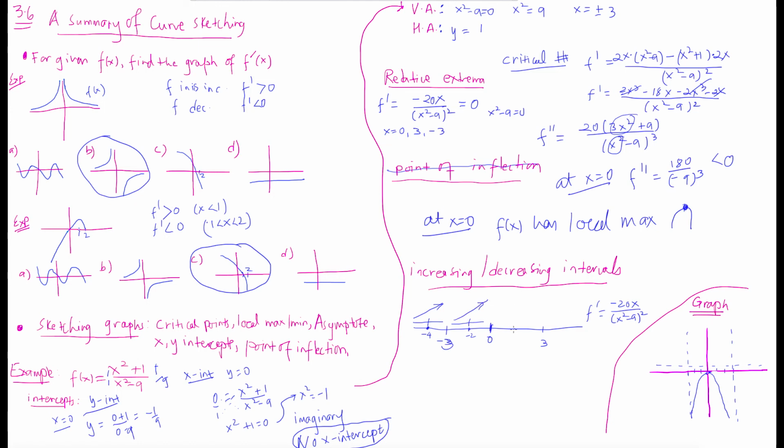How about at this point? Positive 2: -20 times positive 2 is -40. The denominator will be positive again. So it is negative, meaning the graph is decreasing. Similarly, if you take 4 as a test point, -20 times 4 is -80 divided by a positive number. So it is also decreasing here.